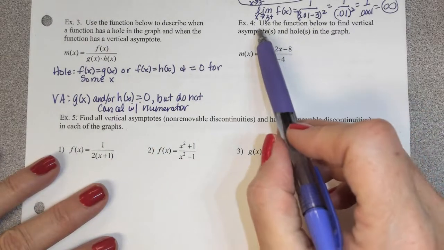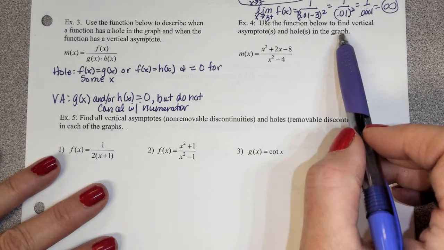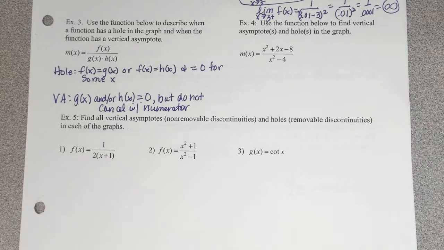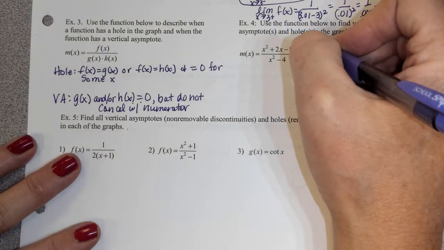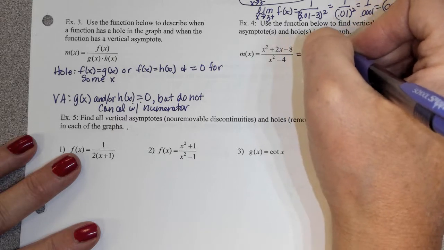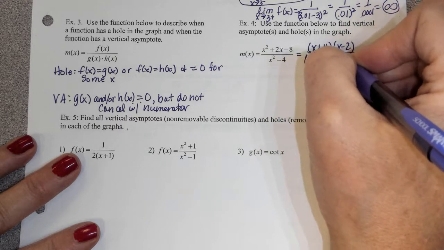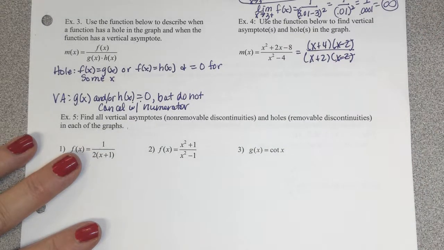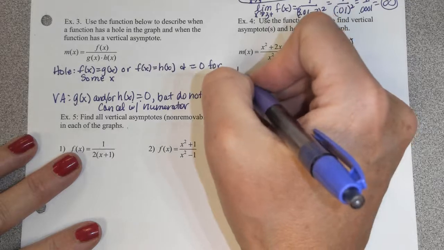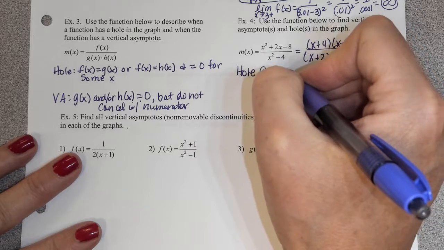All right. Use the function below to find vertical asymptotes and holes in the graph. So how do we approach that? Gage, what would I do to find all of that? Yeah, just factor. How's the numerator factor, Gage? X plus 4. In the denominator? X plus 2, x minus 2. So these two cancel. So what does that mean we have right there? Hole. Now, here's how I want you to write the holes, guys. There's a hole at 2, comma.